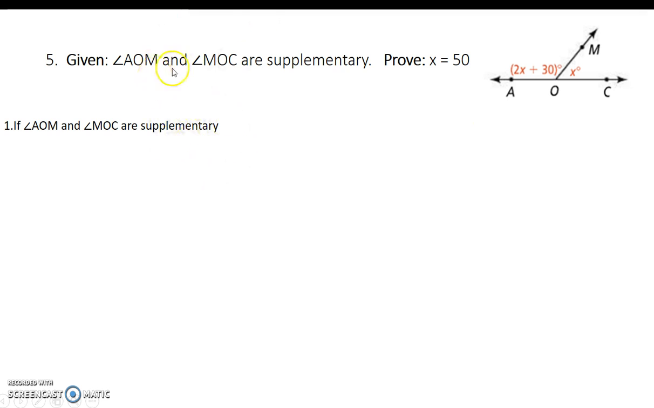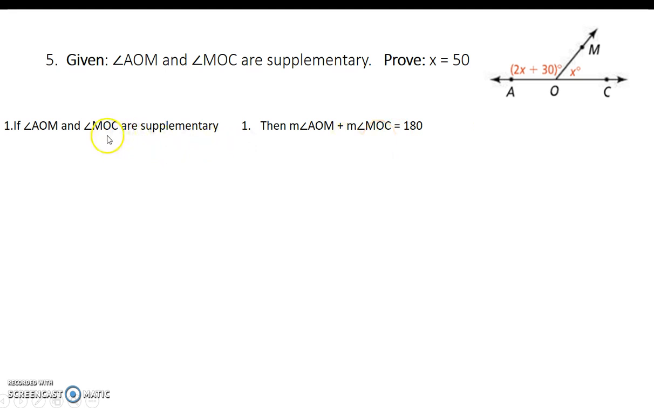So if we start off by using this given, that if these two angles are supplementary, one thing we can say is that the angles have to add up to 180. So there's some notation things here. Now we're talking about numbers associated with the angle, so we put that little m in front. But if I add these two angles together, they should equal 180.